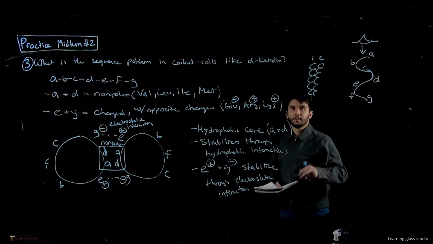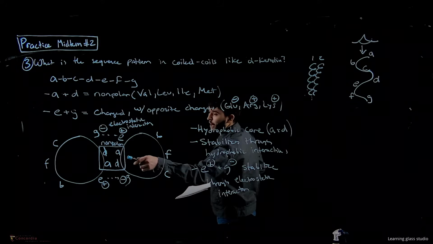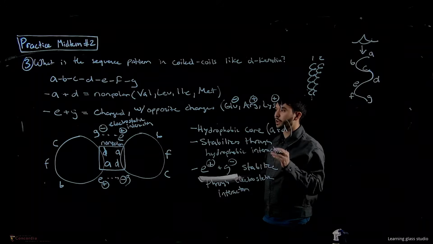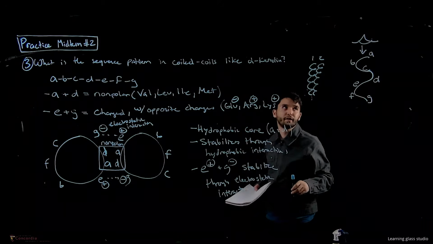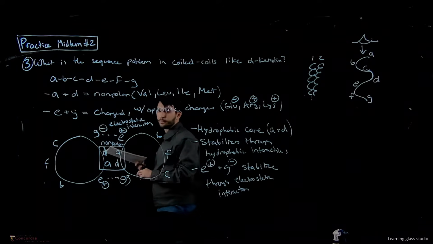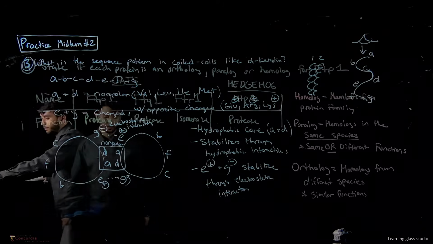So basically, these coils are very stably linked together because of the nonpolar hydrophobic core and the electrostatic interactions between the E and G charged amino acids that have opposite charges and that are positioned next to each other in the helix, and in 3D space relative to each other. And that will be it for this problem.